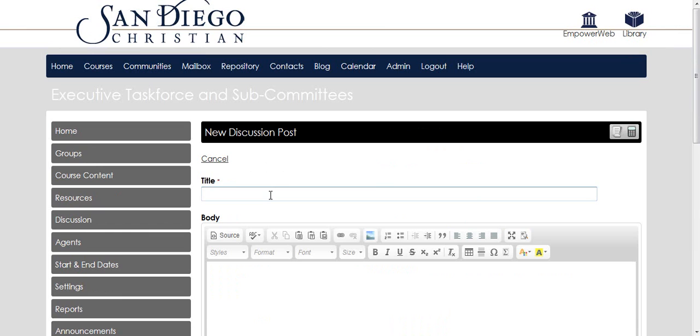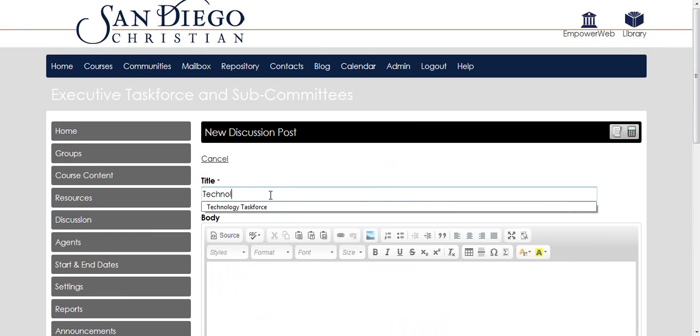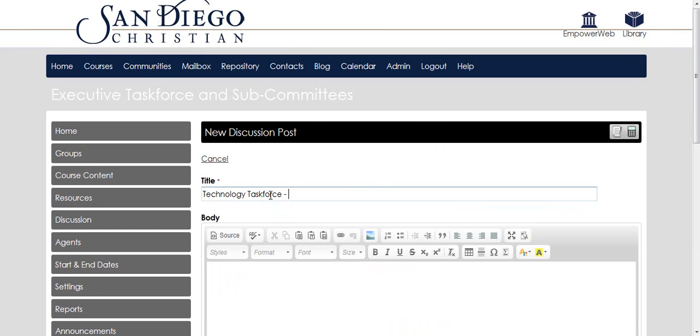I would name it, if you are going to have a discussion that is specifically for the technology task force but you want everybody to get involved, or you just name the discussion that you're having around the topic. So let's say technology task force and then contact management. We want to have this discussion, and when you create it here, it can be seen by every person that's enrolled.